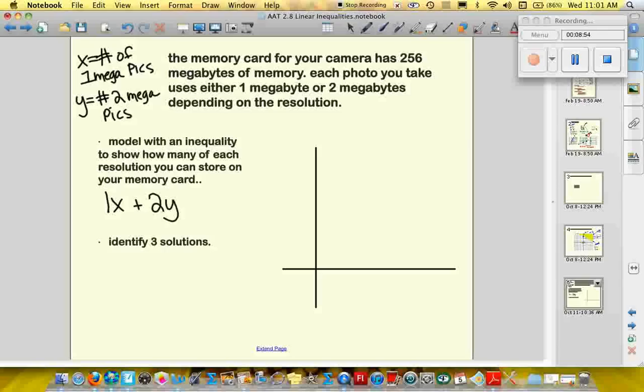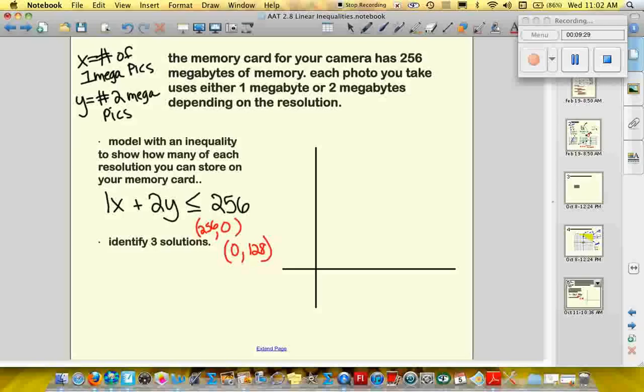But now think about this for a second. Could it be equal to 256? Sure. That would just totally max out my memory card. So how do I want to do this? I definitely want to think of intercepts. I don't want to solve for y or anything like that. So if I put a 0 in for y, I'm going to get 256 for my x. If I put 0 in for x, I'm going to get, what, 128 for my y. So here I can label this number of 1 megabyte pictures.